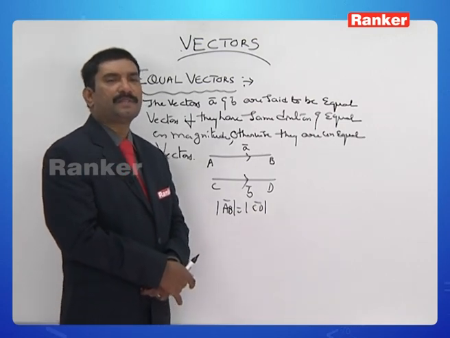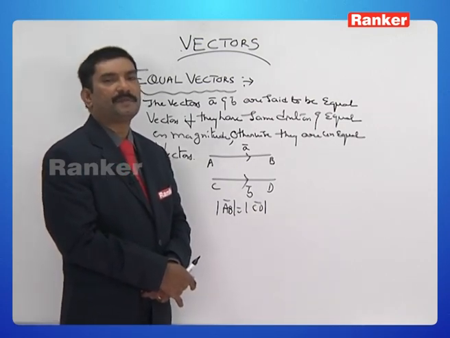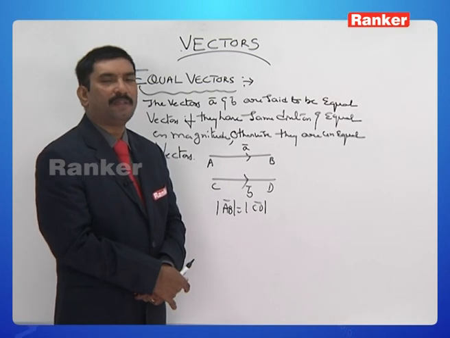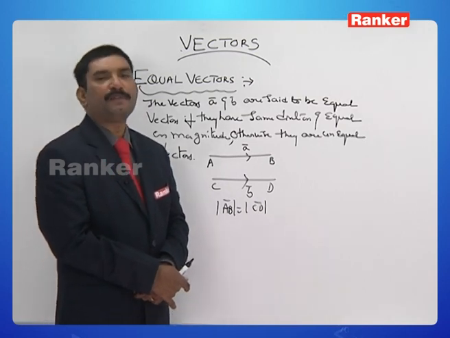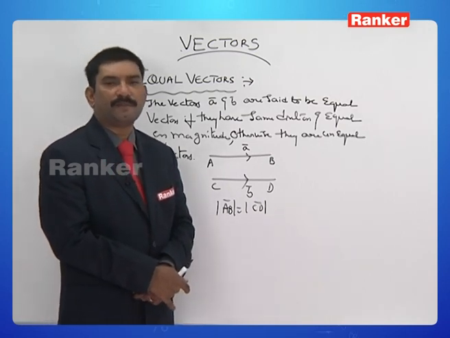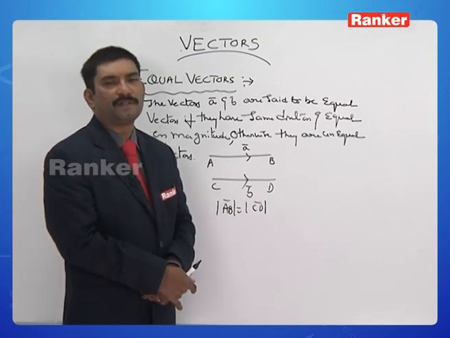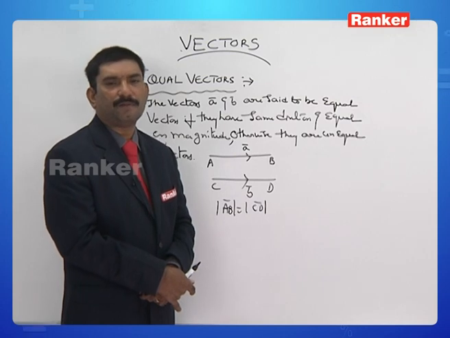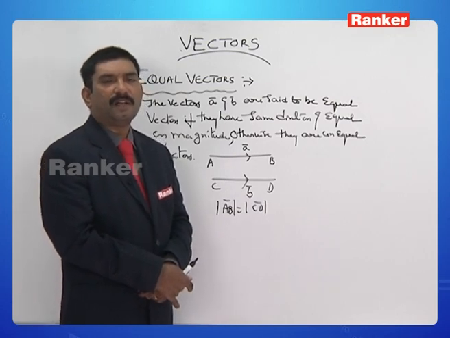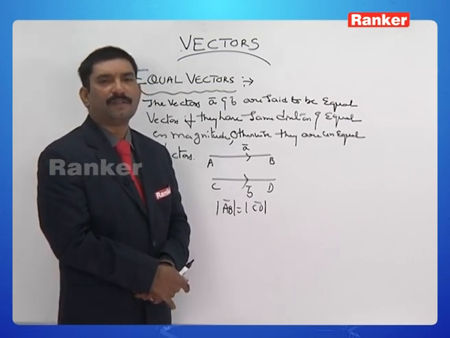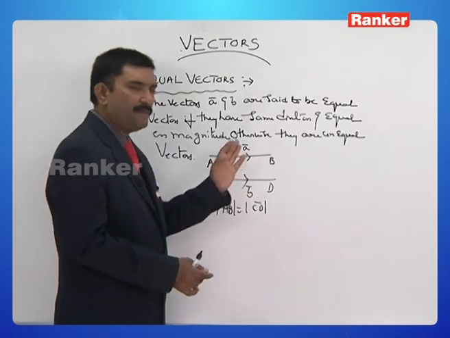Then we discussed the equality of two vectors, equal vectors. The equality of any two vectors is defined only when they have the same directions and equal magnitude. Otherwise, they are unequal vectors, as I told you.